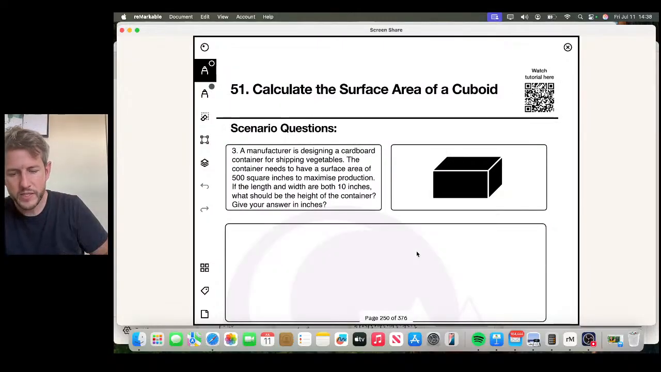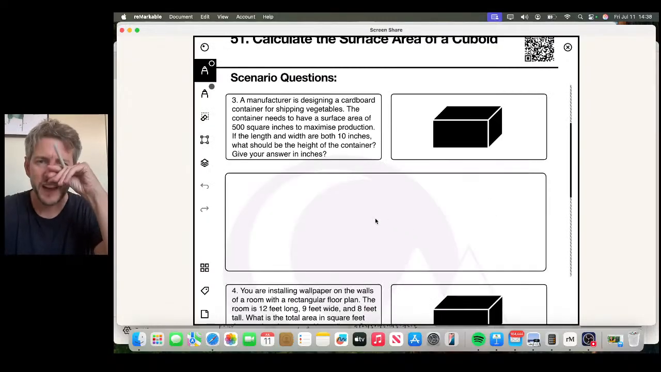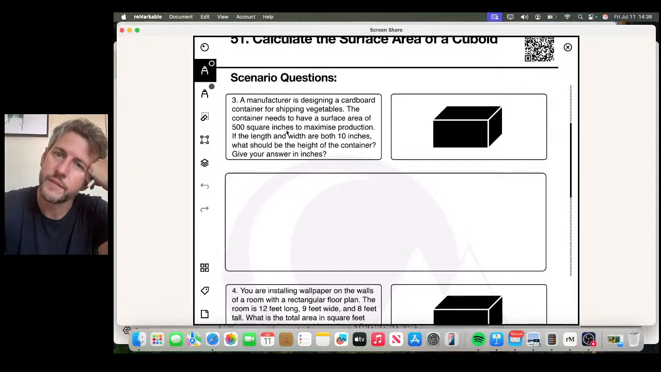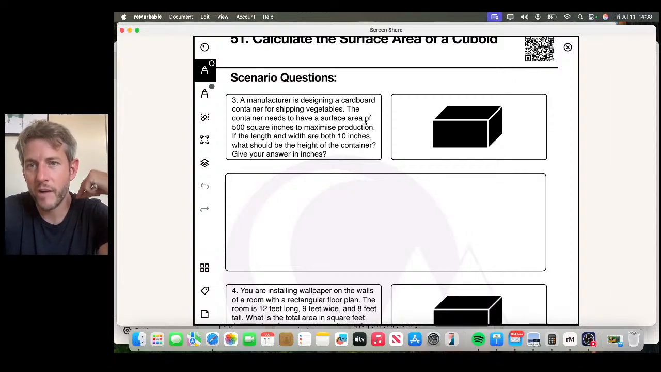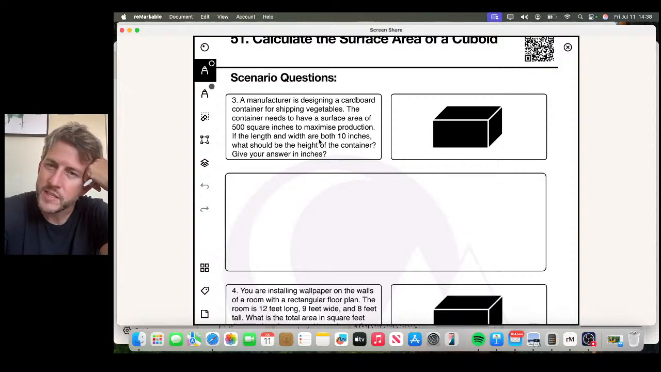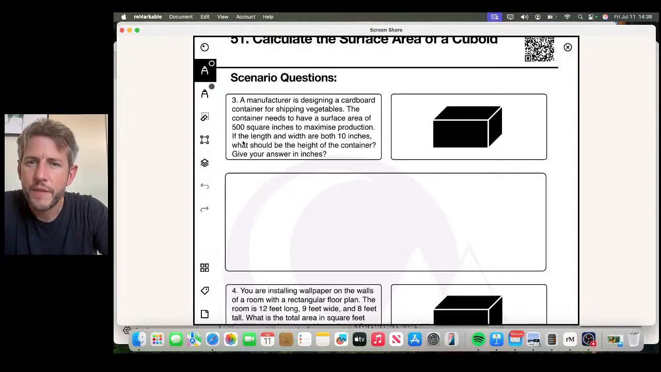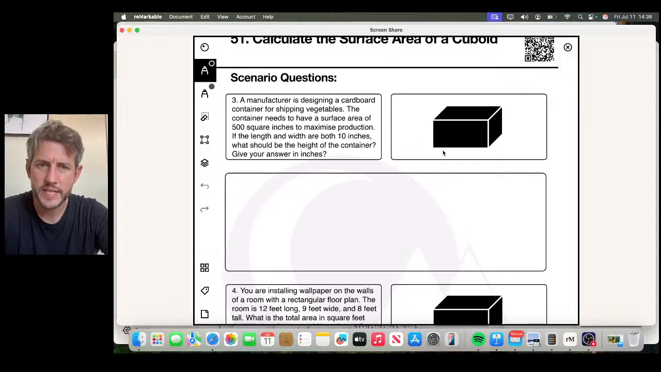Right, so let's have a go here. Question 3. A manufacturer is designing a cardboard container for shipping vegetables. The container needs to have a surface area of 500 square inches to maximize production. If the length and width are both 10 inches, what should the height of the container be?